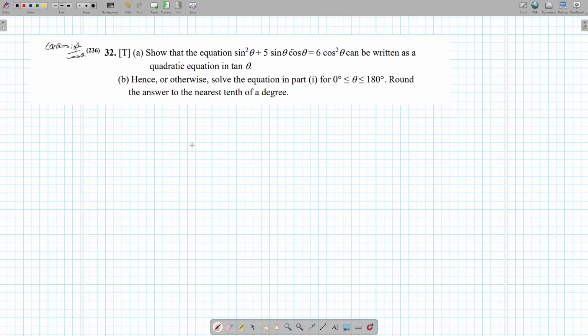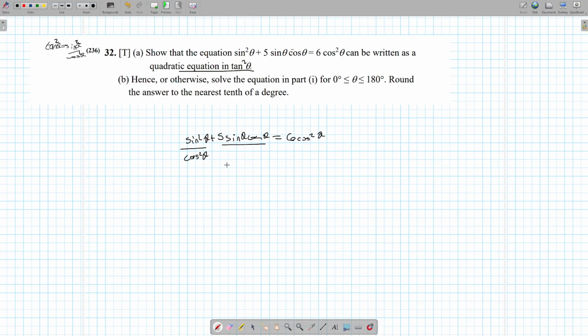Okay, look here. Sine squared theta plus 5 sine theta cosine theta is equal to 6 cosine squared theta. You want a quadratic in tan, so you want tan squared theta. You need to know that tan theta is sine theta over cosine theta. So if you want a square, everything has to be squared. I have sine squared here, and cosine squared here. Can't I just divide on both sides? Yes. If I divide on both sides, I'm going to do this.